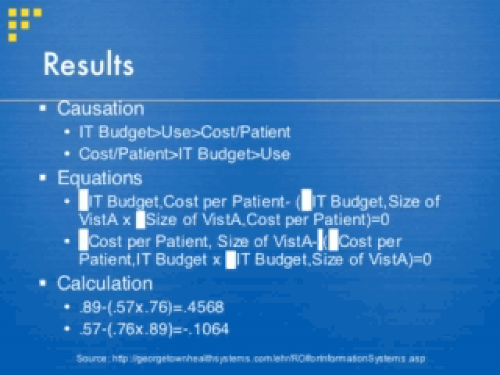To find causation, the equations below must be used. You can put in the correlations from the scatter plots, and the result that is closest to 0 determines the correct causation. The result to the first equation equals 0.4568, and the result for the second equation is negative 0.1064. Therefore, the second equation represents the causation.